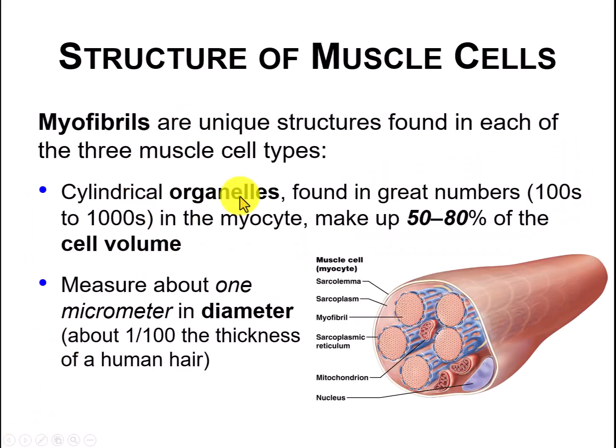And so as I just mentioned, myofibrils are the predominant structure within the muscle fiber, 50 to 80% of the cell volume. They measure about 1 micrometer in diameter, so about the thickness of a human hair.